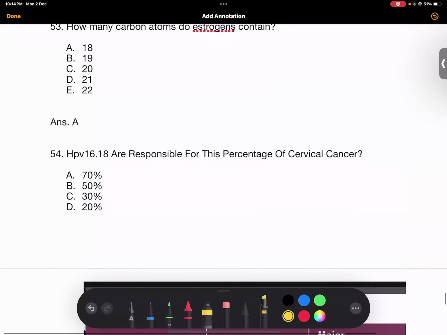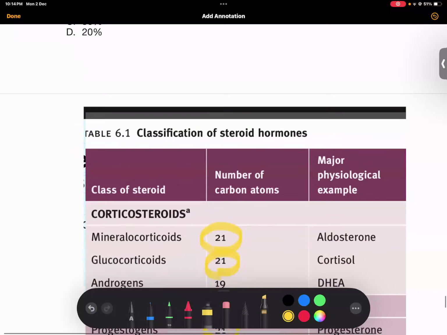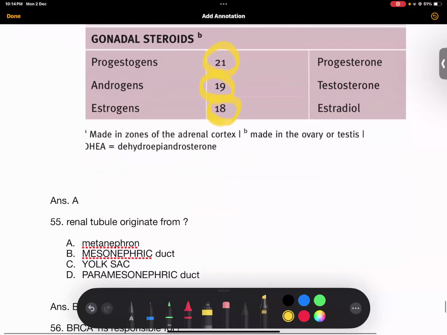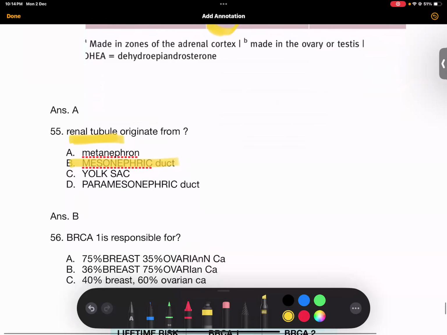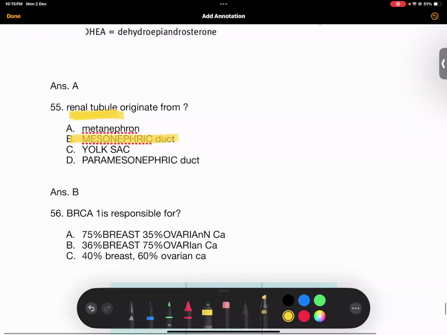Okay, now HPV 16 and 18 are responsible for which percentage of cervical cancer? We have already discussed in a previous slide. It was 70%. Okay, so renal tubule originates from? Every kind of your renal system is originating from your mesonephric duct. Okay, so BRCA1 is responsible for how many percentage of cancers, like in breast and ovarian?